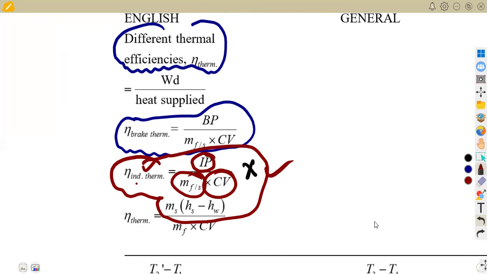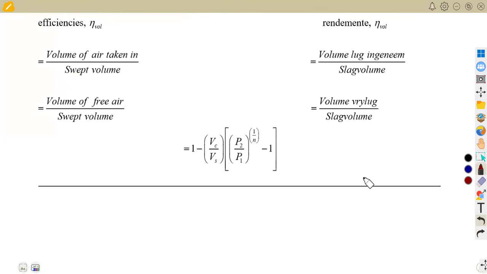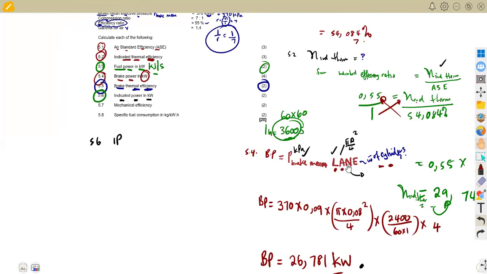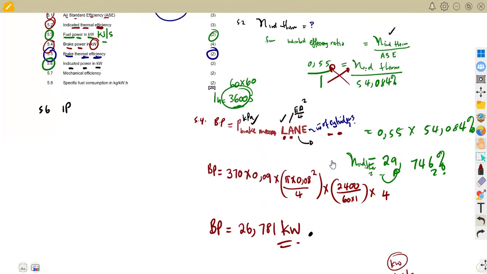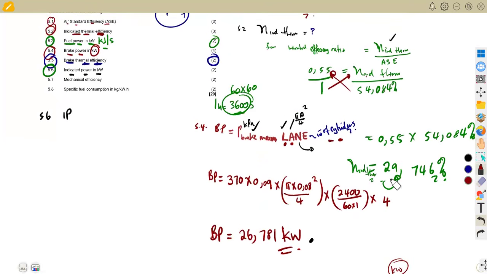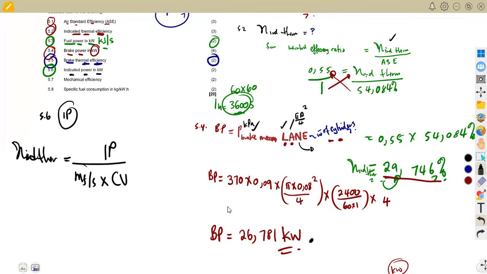All right, let us get back. So that is power machines, guys, for you. Indicated thermal efficiency, remember that was here, this one. Remember we calculated it here before. So we are saying we can manipulate that. The indicated thermal efficiency is equal to the indicated power over the mass of fuel per second times the calorific value. We need the indicated power, so we can calculate this. This is the same as over 1.